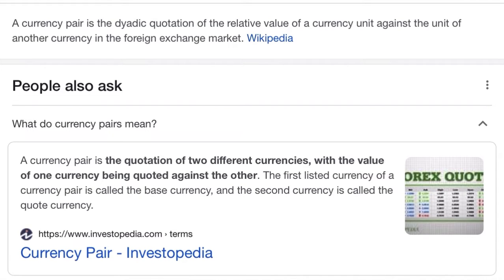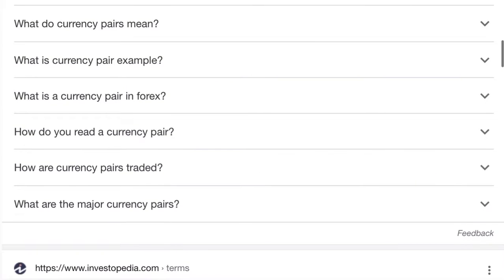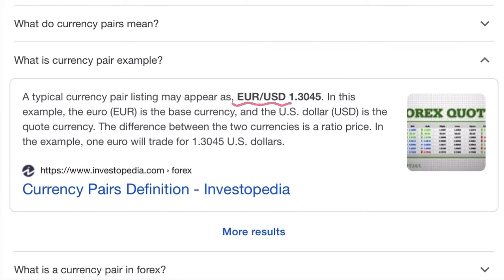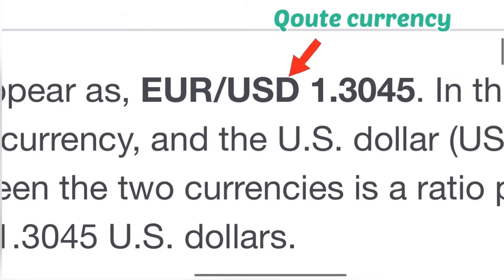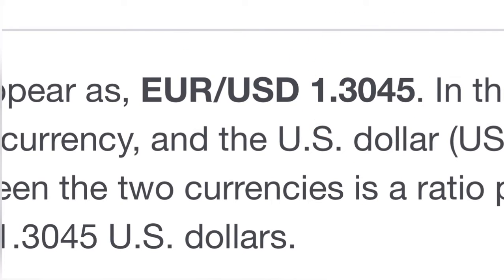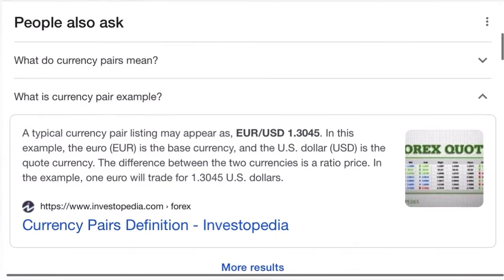A currency pair compares the value of the first currency to the second one, and it shows you how much of the first currency you need to buy the second one. This is a currency pair. This is a typical example of how the currency pairs are written. The first one, which is the euro, being the base, and the second one, which is USD, being the quote currency. The price next to the pair shows you that 1 euro will trade for 1.305 US dollars.